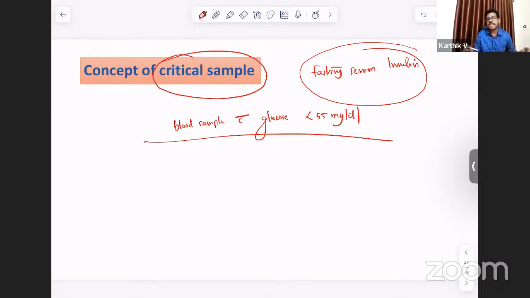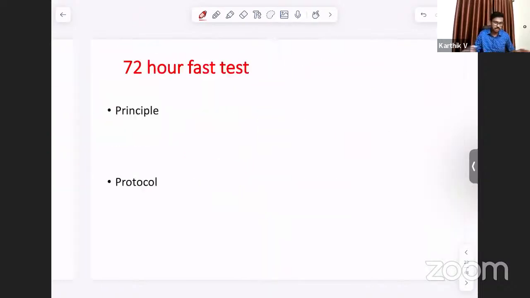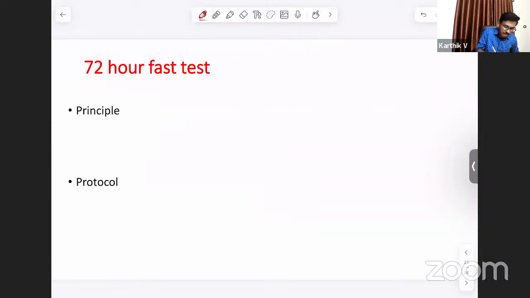This is the most important take-home message from this class. You can interpret and classify whether the hypoglycemia is insulin dependent or independent only based on a sample taken at the time of hypoglycemia. Okay, so all this insulin, C-peptide, everything should be interpreted only in a patient developing hypoglycemia, and the blood glucose should be collected at that time. So how can we make sure that you are able to collect a blood sample at that point of hypoglycemia? That is what we call the 72-hour fast test. I can add some adjectives like supervised, very important.